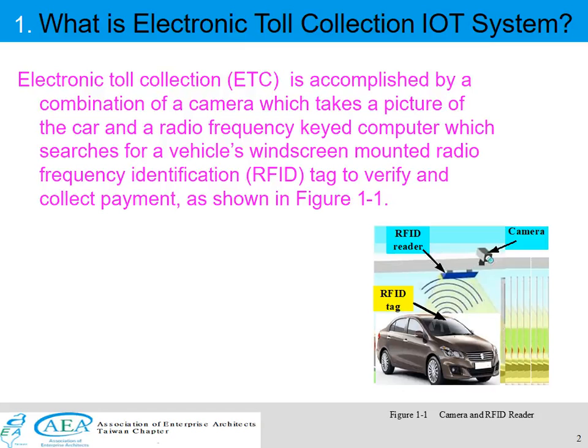Chapter 1. What is electronic toll collection IoT system? ETC is accomplished by a combination of a camera which takes a picture of the car and a radio frequency computer which searches for a vehicle's windscreen mounted radio frequency identification RFID tag to verify and collect payment, as shown in Figure 1-1.